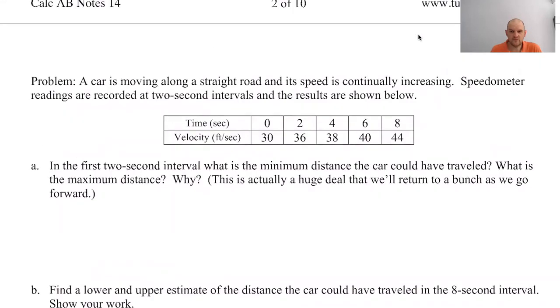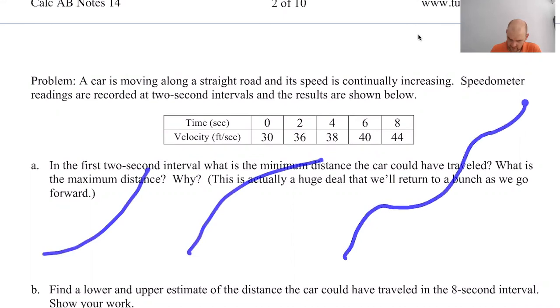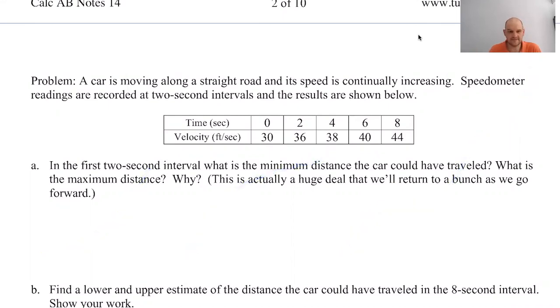We've got a car moving along a straight road. Its speed is continually increasing. That's important because an increasing function could look like this, or it could look like this. It could vary, but it's got to always be increasing.